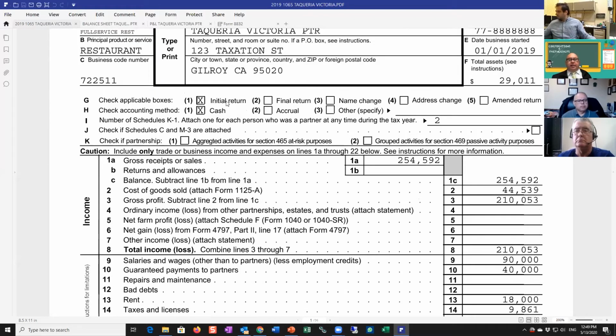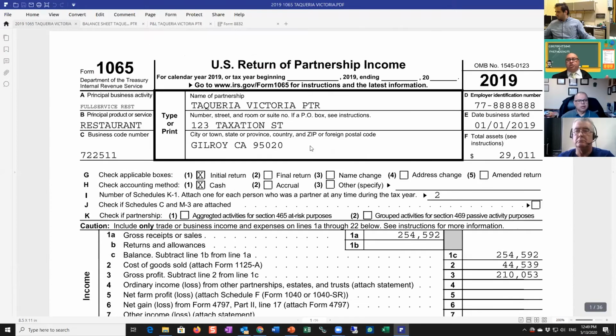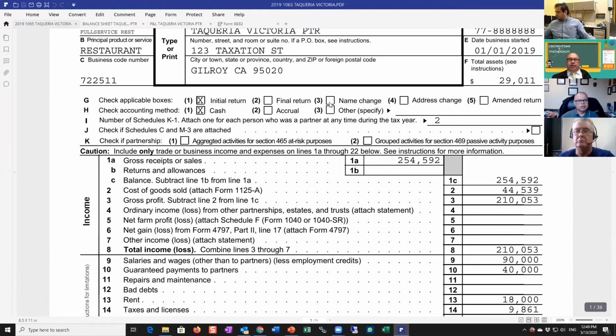Applicable boxes: initial return or final return. This is also how you terminate your partnership with the IRS. This is it, I'm no longer, we're closing it. Eventually, if for some reason you change the name, you just indicate that you changed the name. You indicate you're making an address change.